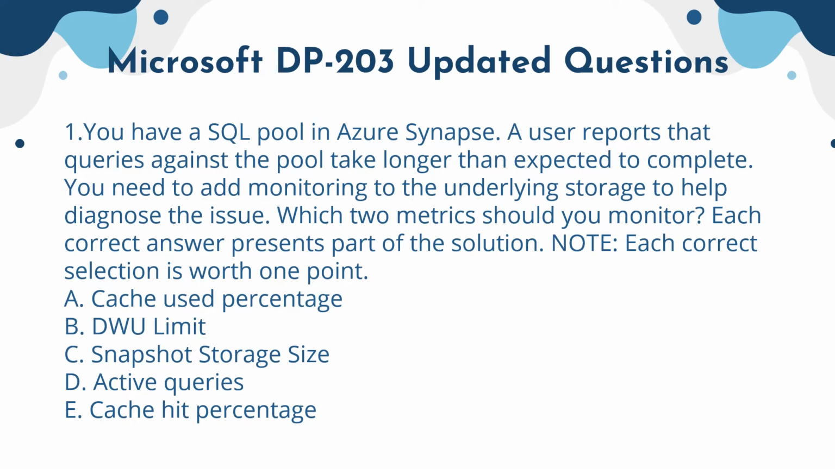A. Cache used percentage. B. DWU limit. C. Snapshot storage size. D. Active queries. E. Cache hit percentage.